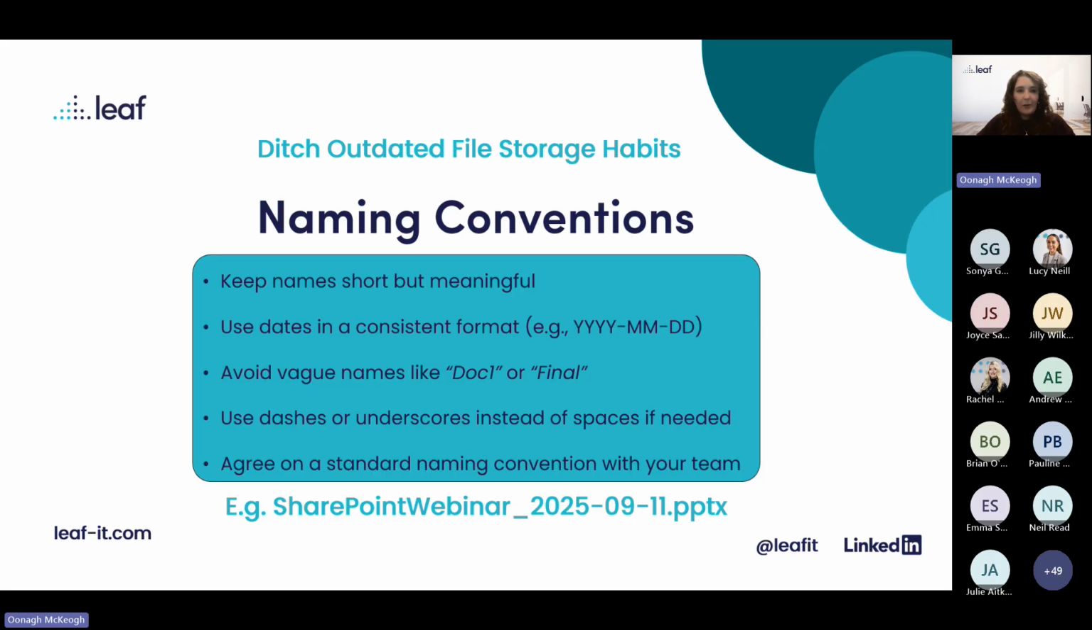And then agree on a naming convention within your team. I'm not going to say this is the exact way you have to use it. You can come up with the way that works for you and makes sense for your team. So for example, we have named this file SharePoint webinar underscore 2025-09-11 because that's today's date and we're doing a SharePoint webinar. So we know exactly what it's for. If we go back in 2 years' time, we want to look at what that file is, we know what it contains.